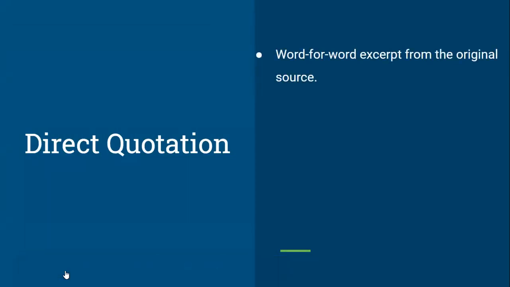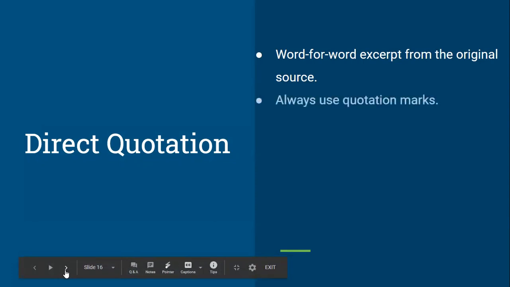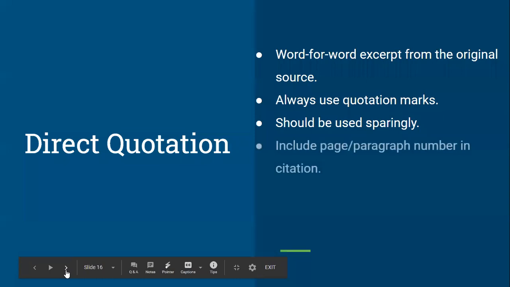And then finally, direct quotation. It is a word-for-word excerpt from the original source. So you always want to use quotation marks if it's a direct quotation. Don't use them very often. They should be used sparingly, only when you just cannot say it any better than the original source. And also, it keeps your match percentage down as well.